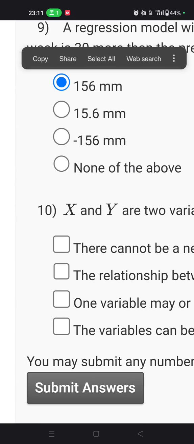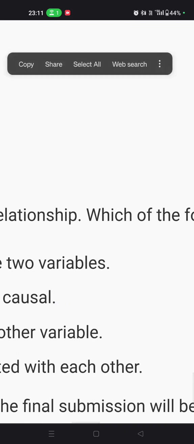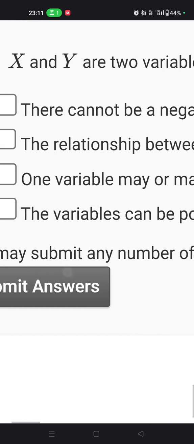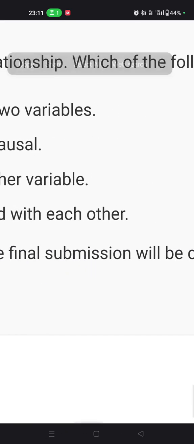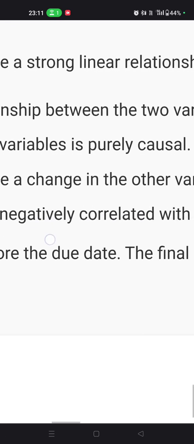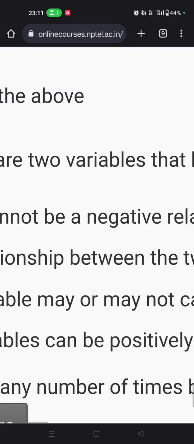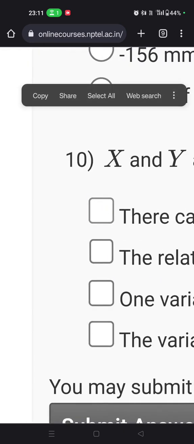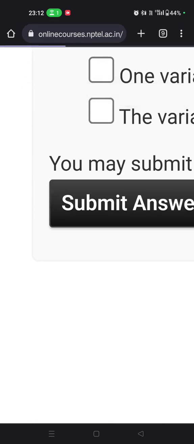And question number 10, this is a very good question. X and Y are two variables that have a strong linear relationship. Which of the following statements are incorrect? You can see the last one, the variables can be positively or negatively correlated with each other, that is possible. And one variable may or may not cause a change in the other variable, that is possible. But if you study the first and second one, that is incorrect. And at last you will submit.